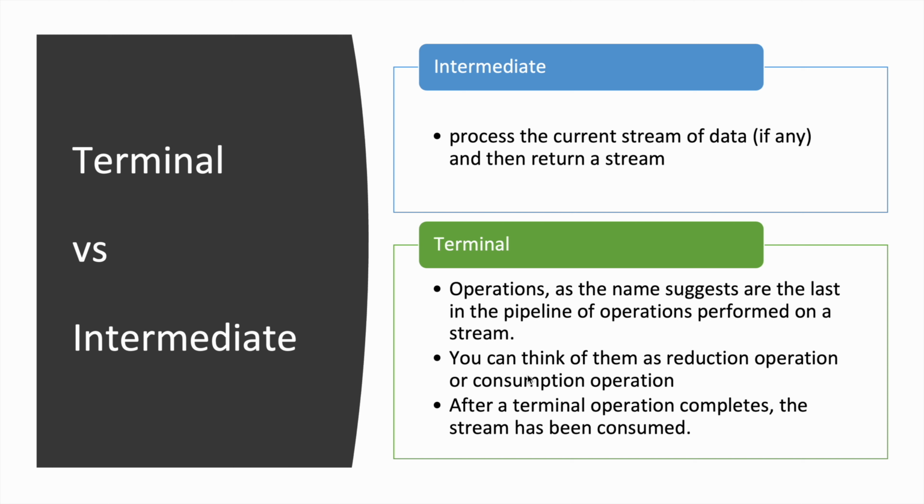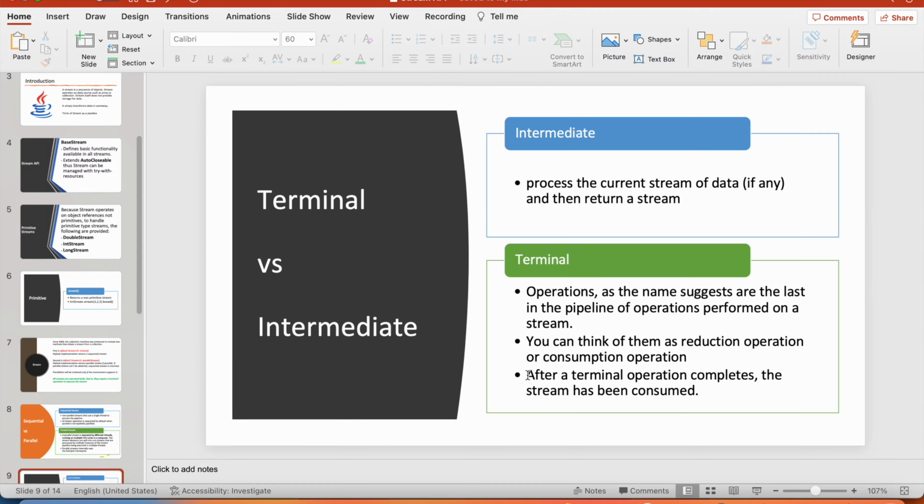So we have terminal and we have intermediate operations. With an intermediate operation, you get a stream, you process the current stream of data, if any, and then return another stream. Then we have terminal operations, which, as the name suggests, are the last in the pipeline of operations performed on the stream. You can think of them as a reduction or consumption operation. After a terminal operation completes, the stream has been consumed.